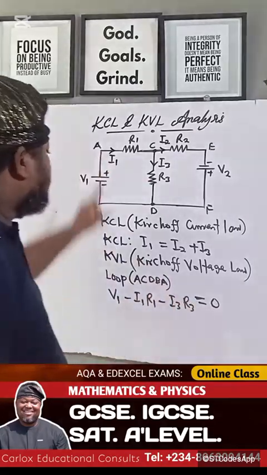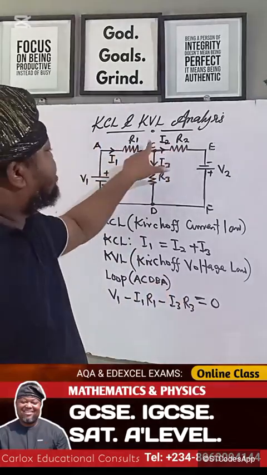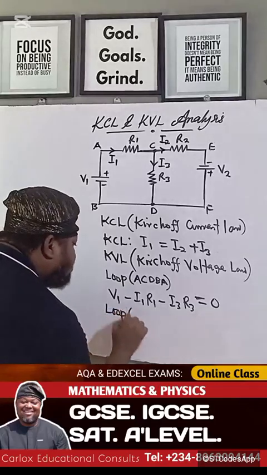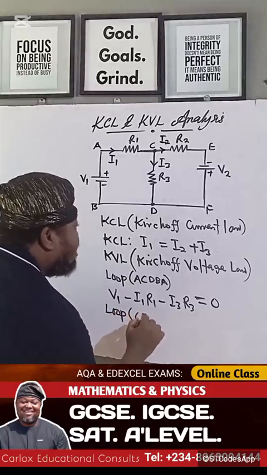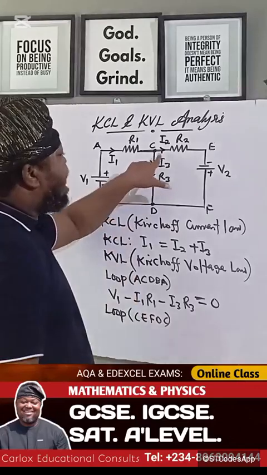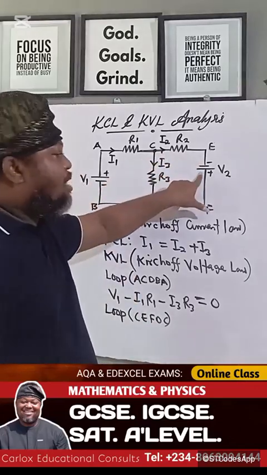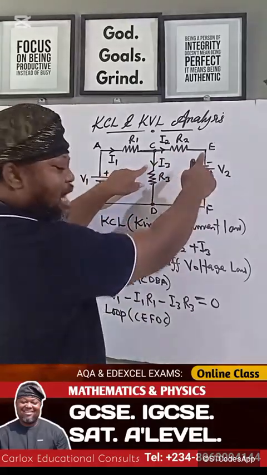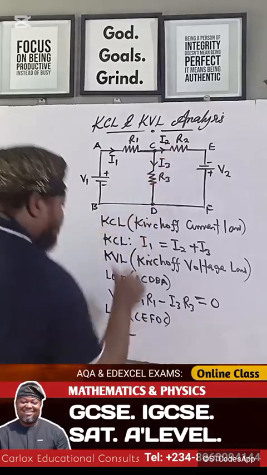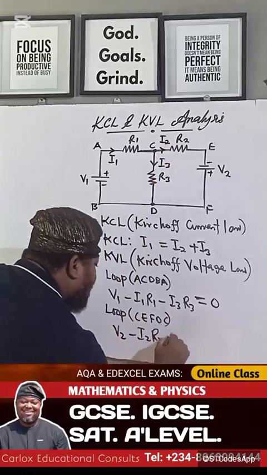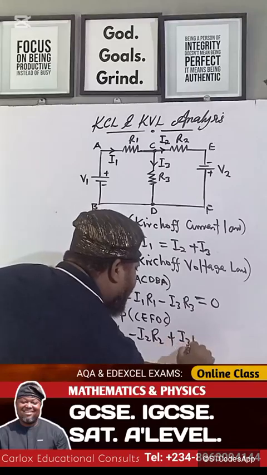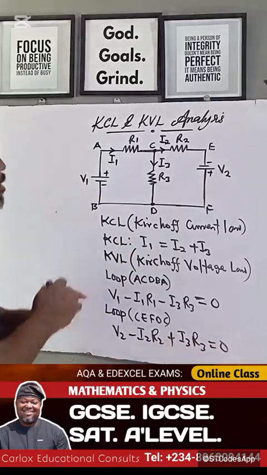Now the second loop, loop C, E, F, D, C. This loop, like this, if you observe, this particular arrow is flowing in accordance with the voltage, but this one is opposing it. See that now? So we'll be having, for this one, V2 minus, this one is normal, minus I2 R2, then plus, why? Because it's opposing it, we want plus I3 R3 equals 0.